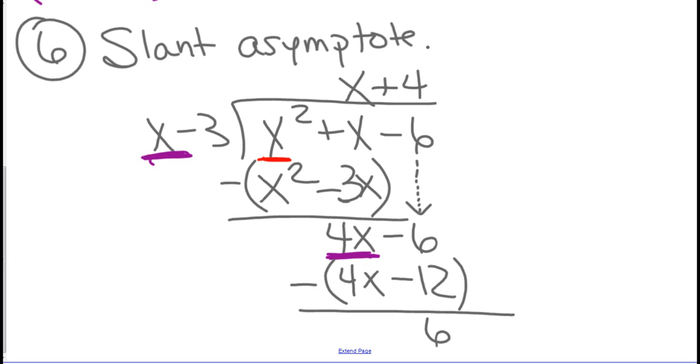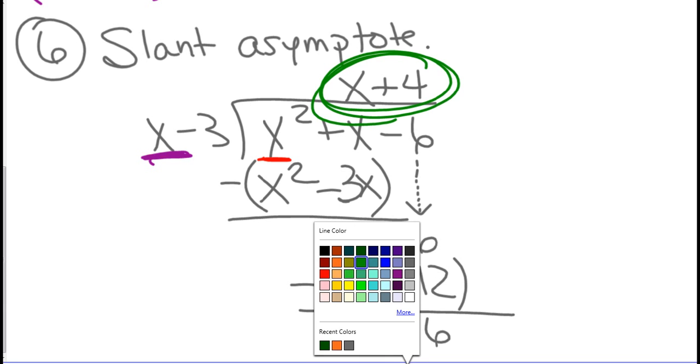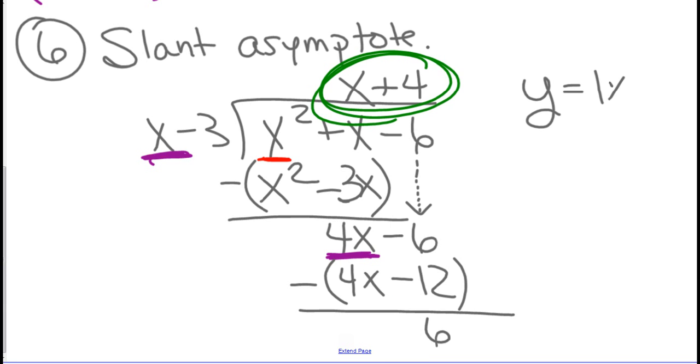So that would be my remainder, but I don't actually care about my remainder right now because ultimately all I really needed was this right here. This is the equation of my slant asymptote. It's going to be y equals 1x plus 4. So my slope is going to be a 1, right? And my y-intercept is going to be a positive 4.